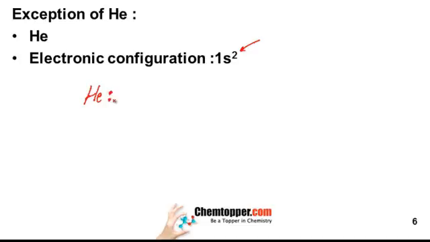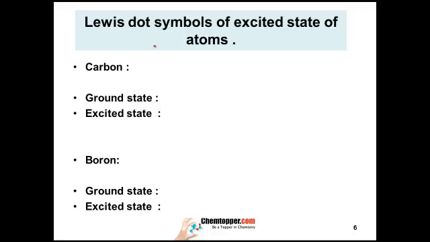They are present together as a pair because these two electrons are present as a pair. Let's practice some Lewis dot symbols of atoms in their excited states of electronic configuration.